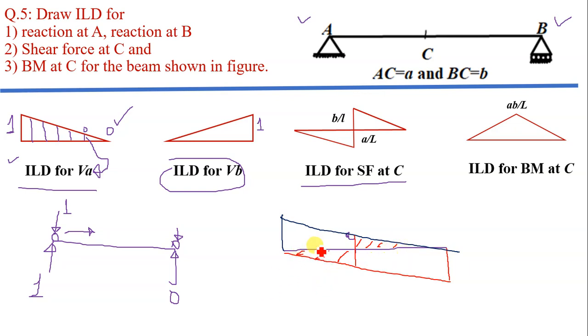There is a procedure, you can find this procedure in any book, and this is the influence line diagram for bending moment at section C. So this is the correct answer for the given question.